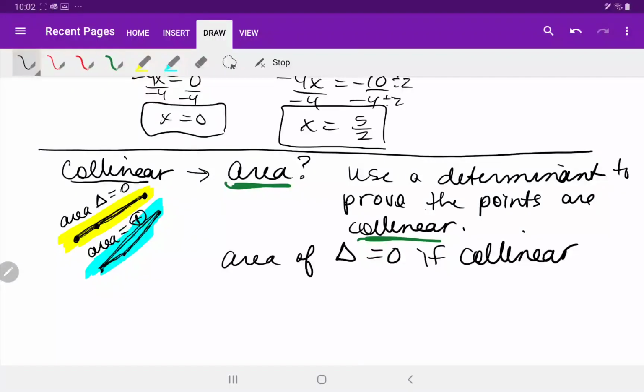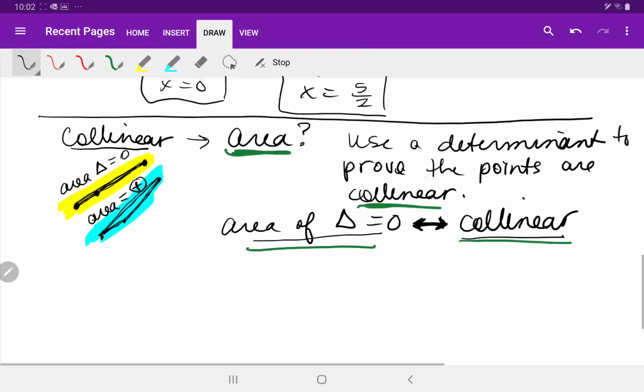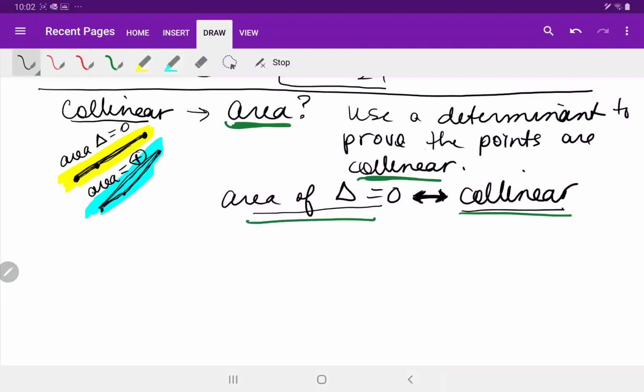There's a word in math called if and only if. It's called iff. That means that if the area is 0, then it's collinear, and if it's collinear, then the area is 0. So it means it works both ways. So how about if I just draw an arrow? This is an official math symbol, the double arrow, and it means if and only if. So if the area was 0, then it's collinear. If it's collinear, then the area is 0. It works both ways. That was called the converse and the original statement back when you were in geometry.